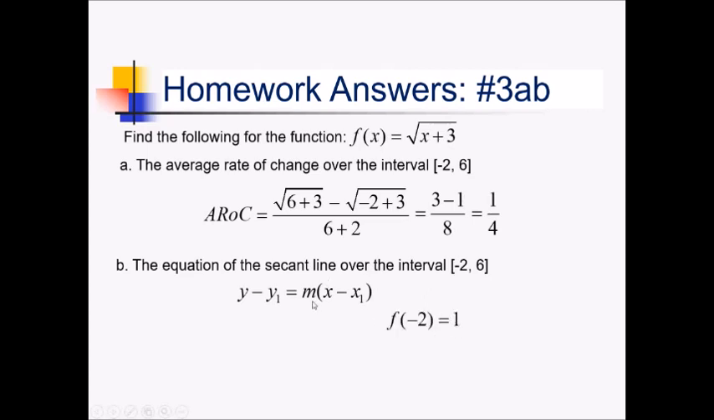The m value, that's just going to be the average rate of change that you found. The secant line slope is just the average rate of change of the function. So we're going to have y minus the y value we just found of 1 equals the slope we just found of 1/4 times x minus the x value we plugged in, which was negative 2. So this would be x plus 2 then.